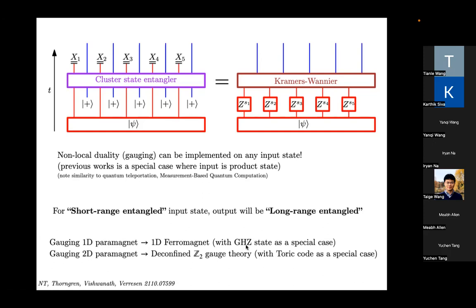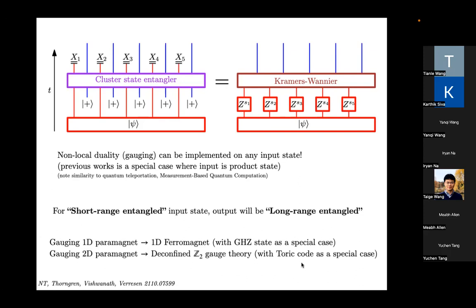And also in two dimensions, this Kramers-Wannier can be thought of, well, in any dimension, but in two dimensions, when you gauge a paramagnetic state, you get a Z2 gauge theory, which realizes the deconfined phase, the toric code. And so that's why starting with a paramagnet, measuring this cluster state gives you a deconfined Z2 gauge theory, which is a special case of the toric code. But again, starting anywhere in the paramagnetic state, you end up in the deconfined phase.